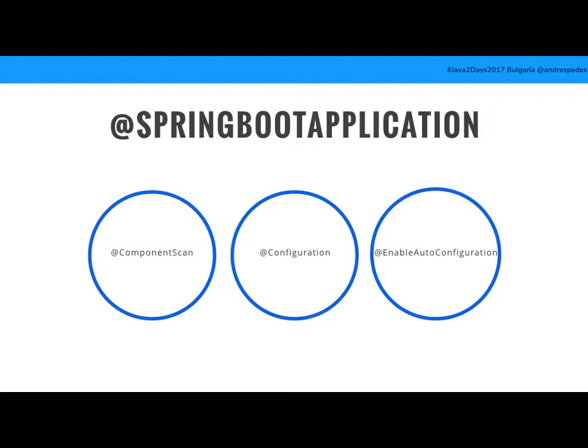So the auto configuration in Spring Boot is simply made by one annotation, that is @SpringBootApplication, right? Where you can see it in the title. So this @SpringBootApplication is just a group of three main annotations. These are @ComponentScan, @Configuration, and @EnableAutoConfiguration. So let's see what those are.